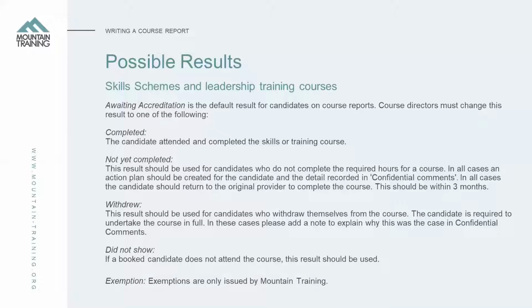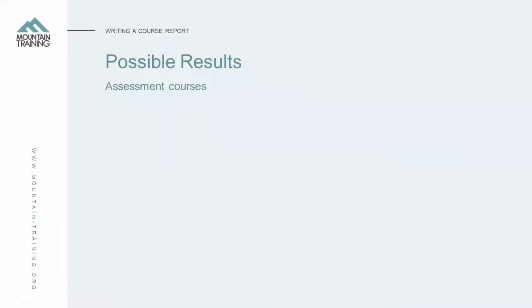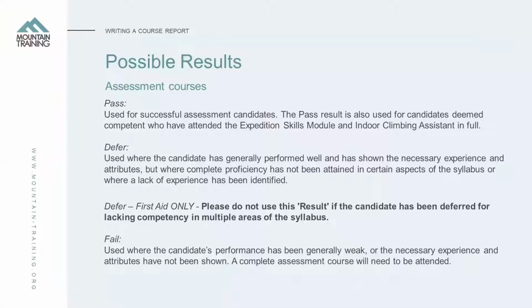We then have an assessment course. So possible results for assessment, we have 4 main results. We also then have our not yet complete, withdrew, and did not show. So the 4 results that you can have, you've got your pass, you have your defer, or defer just for first aid, or you have your fail.